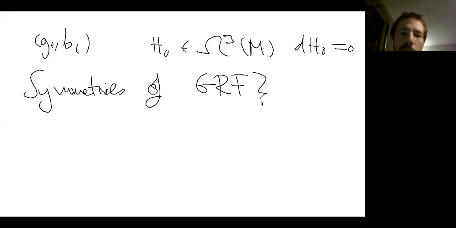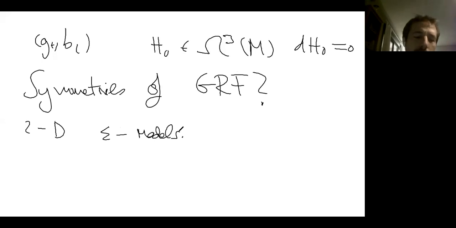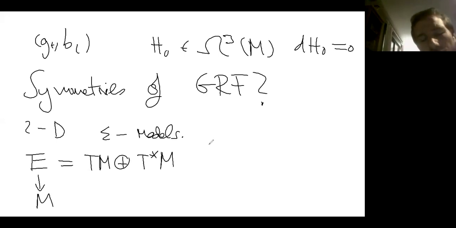And motivated by this picture about 2-dimensional sigma models, what I'm going to explain next day is that there is some very natural geometry, which is a generalized geometry, which captures the natural symmetries of generalized Ricci flow. So more precisely, I'm going to consider some structure called an exact Courant algebroid, which is constructed on the following bundle over the manifold, the tangent plus the cotangent bundle.